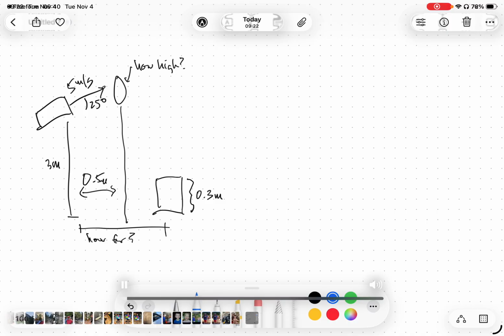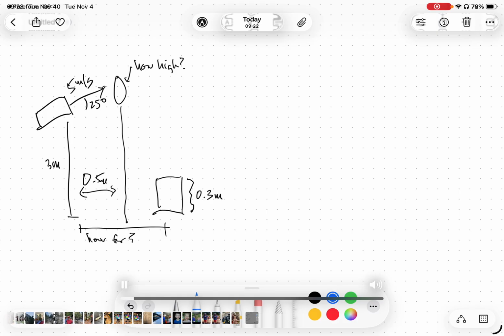And the setup for the problem is that we have a projectile launcher that's set on a surface so that the projectile is 3 meters above the ground. We've previously measured the speed of the projectile launcher. We'll talk about that in a second, at 5 meters per second. The launcher is set to a 25-degree angle.